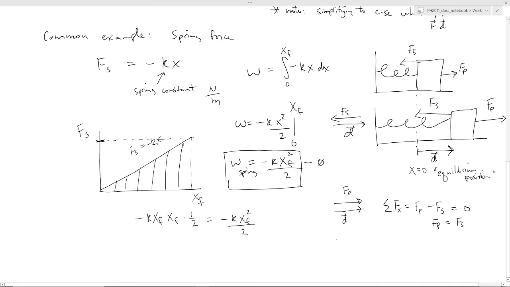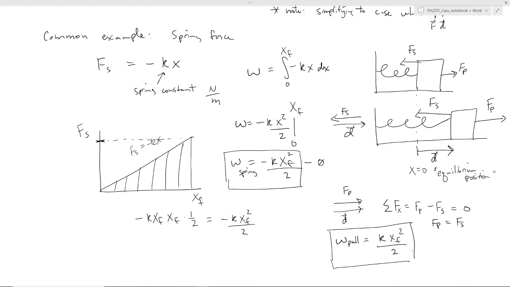And so the work that you would do, let's call it just the work of pulling, would equal positive kx final squared over 2. And like I said, this kind of makes sense because the displacement and the pulling force are in the same direction. So while you are doing positive work, the spring is doing negative work.